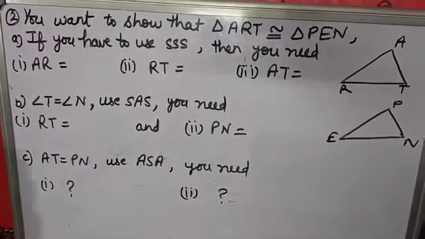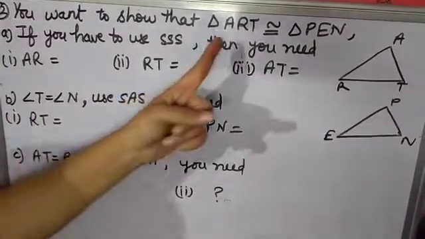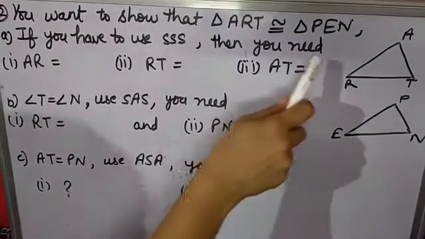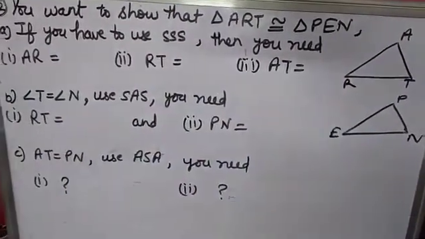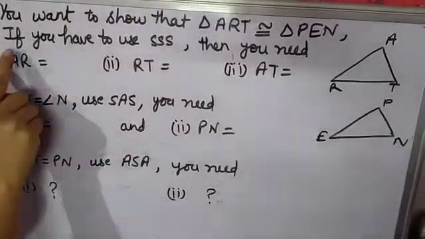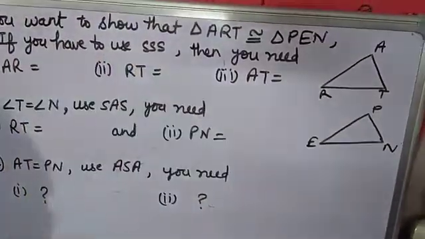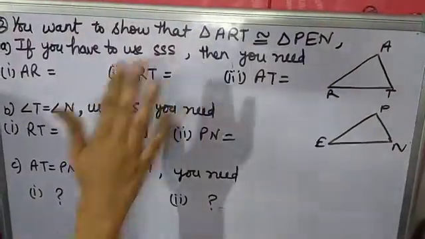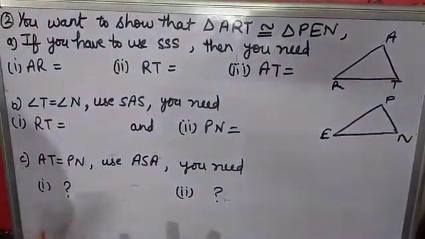Second question, you want to show that triangle ART is congruent to triangle PEN. आपको ये show करना है. You have to show that these triangles are congruent. First, part A: if you have to use the SSS rule, वो कह रहे हैं if we are using SSS, यानी side rule, then what do we need?